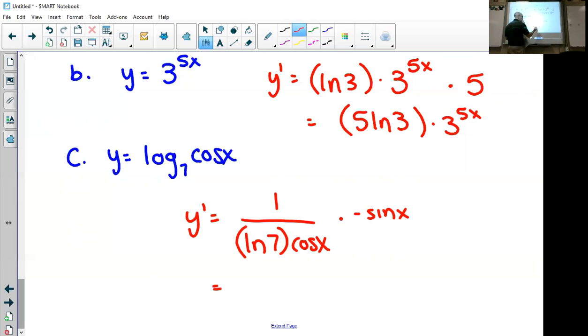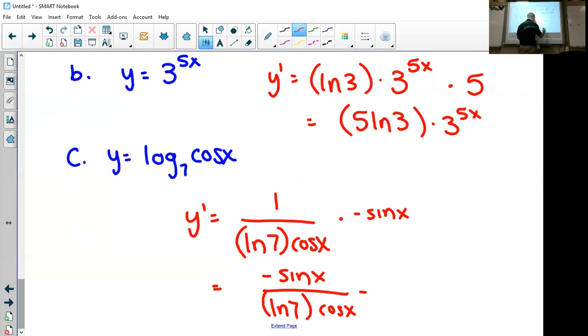And so we can put this together as negative sine of x over natural log of 7 times cosine of x. Well, they may simplify this a little bit, and we can see negative sine over cosine actually gives us negative tangent of x over natural log of 7. Okay, so that's an acceptable way that we could see this simplified down, let's say on a multiple choice or something like that. All right, well, that's pretty much the derivatives. It's just plug into those formulas and simplify where needed.